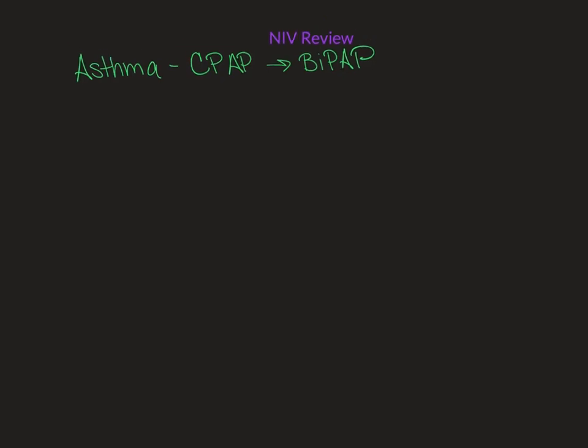So let's talk about asthma. So we are typically going to start with CPAP, and then if it's needed because we see that there's an increase in their CO2, then we will move them to BiPAP. So this is going to improve gas exchange. It's going to decrease CO2. And then within 2 hours, you should see an improvement in vital signs.